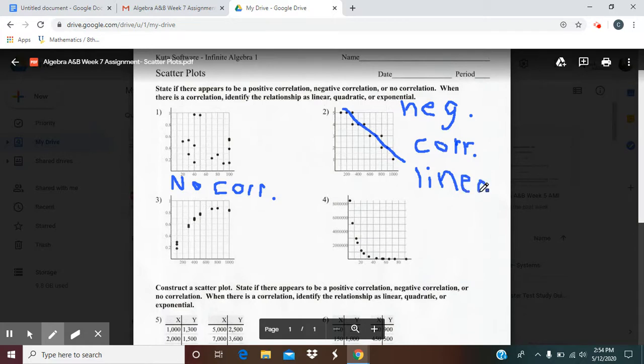I'm going to go ahead and write out linear. This one's a shorter word. Okay, so that's it for number 2. You have decided what kind of correlation it has and what type of relationship it shows.